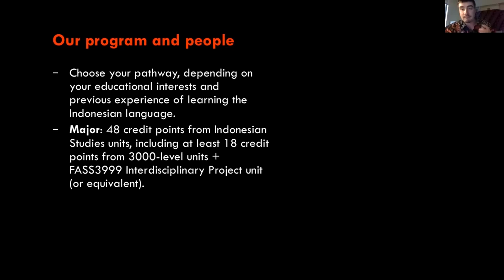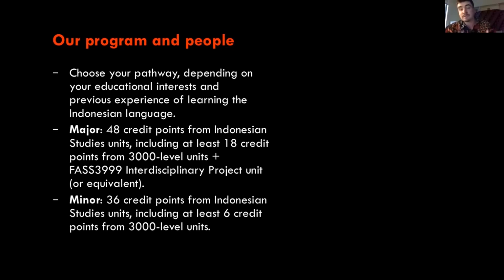Or you could take a minor, which is 36 credit points. So that's a 25% reduction. A smaller block of study, a smaller number of units that give you that edge again when it comes to applying for jobs, when it comes to seeking out career opportunities.